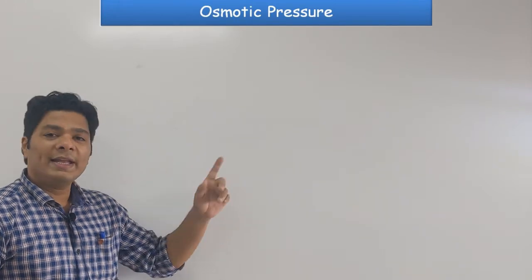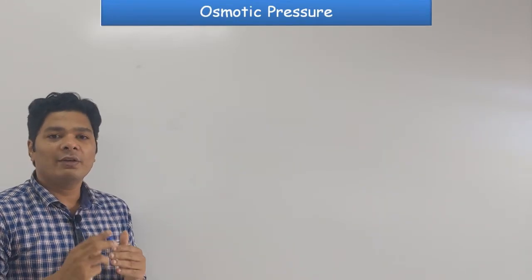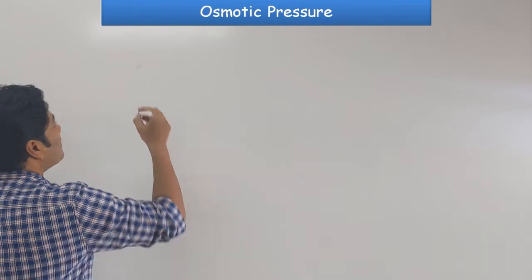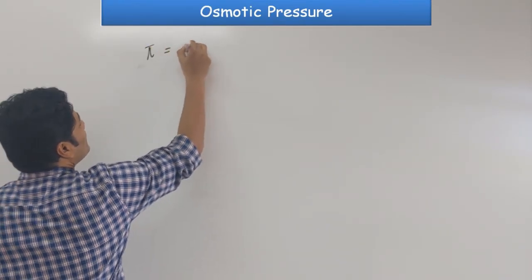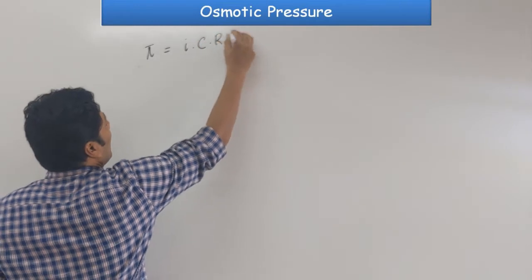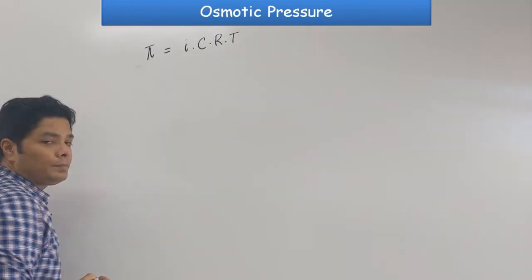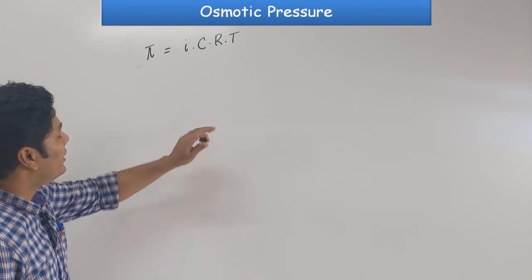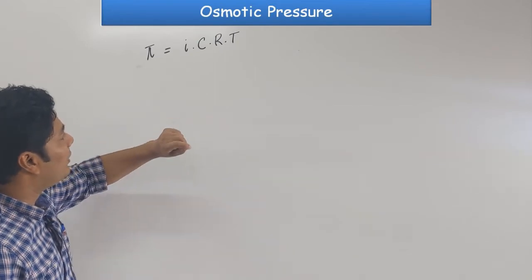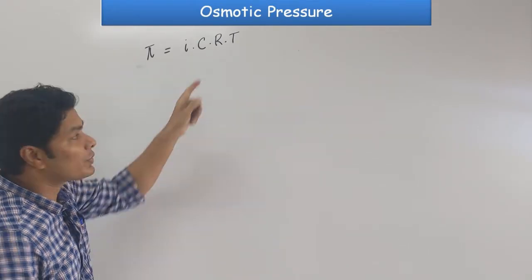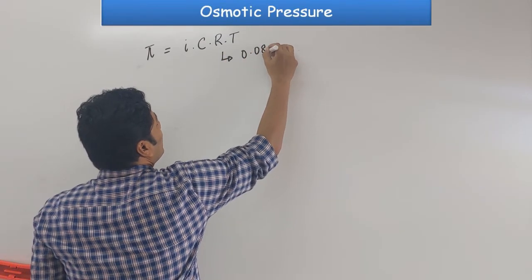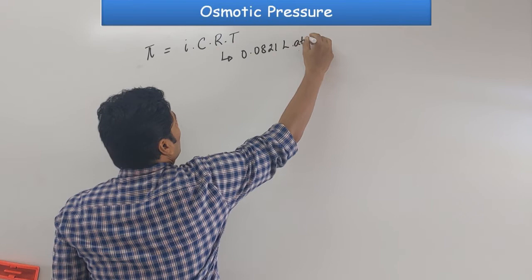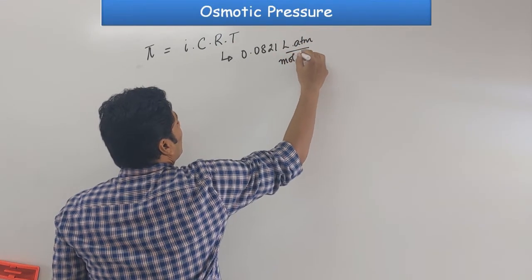We saw the theoretical aspect of osmotic pressure. Now the numerical, where most of the questions come. Osmotic pressure is given by the symbol pi. Pi equals iCRT. Now here you want to be very careful about the value of R you want to use. R is 0.0821 liter atmosphere per mole Kelvin.